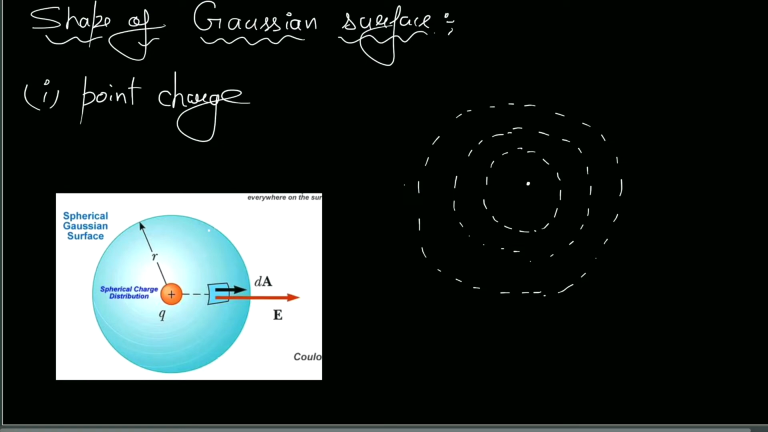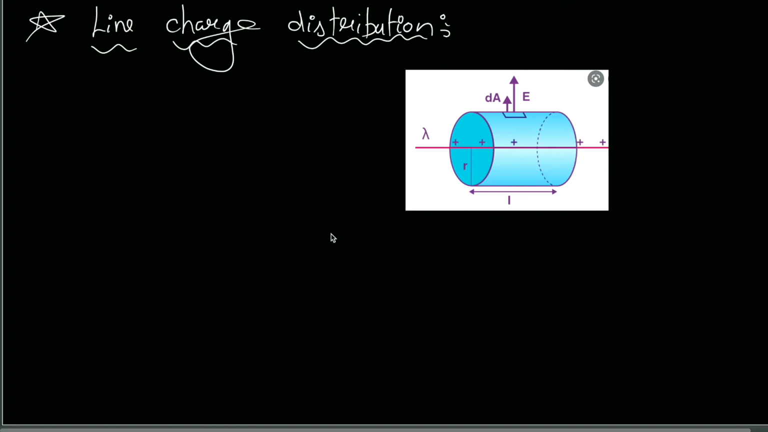Basically, you can look at the screen, and in the diagram they have shown that there is a point charge in between, and this blue color is a spherical Gaussian surface due to the point charge distribution. And they are also representing the dA vector direction. This is perpendicular to the surface, and E is the electric field, whose direction is radially outward. We will discuss this in the next classes most probably.